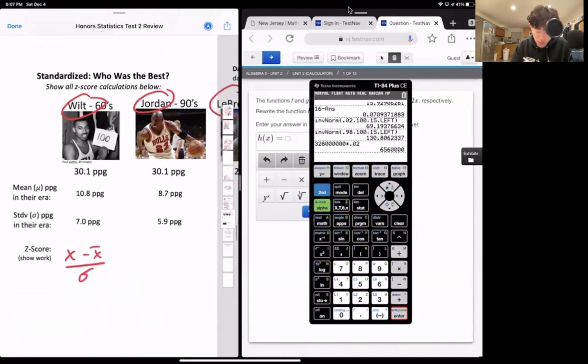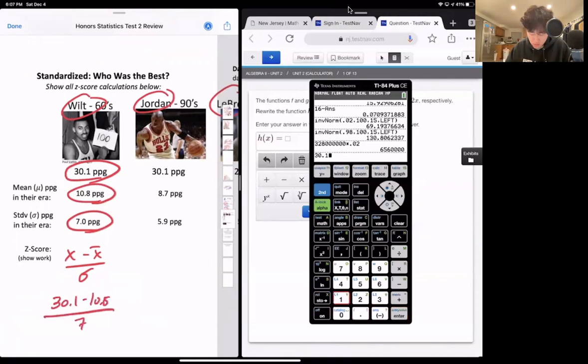Applying all of those things, that's the value of Wilt, that's the mean, and that's the standard deviation. So all you have to do is type that in as such: 30.1 minus 10.8 divided by 7. But I made a small mistake here, because if you do that, it's not going to give you the correct answer. You have to tell the calculator to subtract those two values first and then divide by 7. So it actually gives you 2.757 like this.